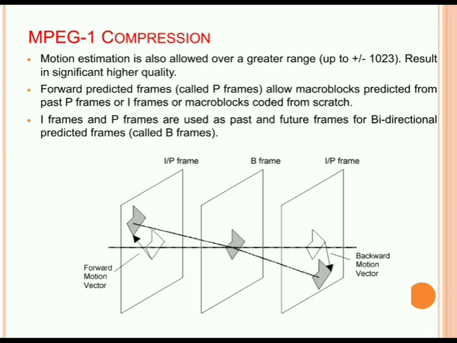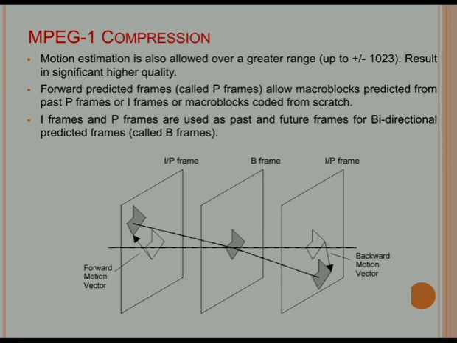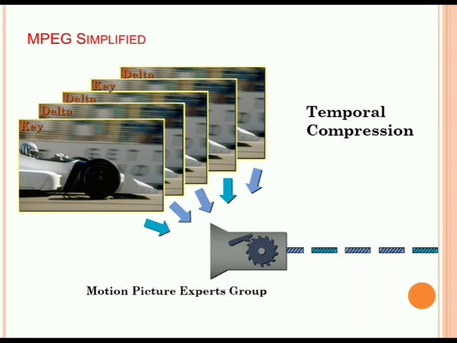Now let us see MPEG-1 compression. Motion estimation is also allowed over a greater range, which results in significantly higher quality. Forward predicted frames, called P frames, as we have seen before, allow macro blocks predicted from past P frames or I frames, or macro blocks coded from scratch. I frames and P frames are used as past and future frames for bidirectional prediction frames, called B frames, which give the predicted before frame and forward predicted after frame. This is simplified MPEG compression.